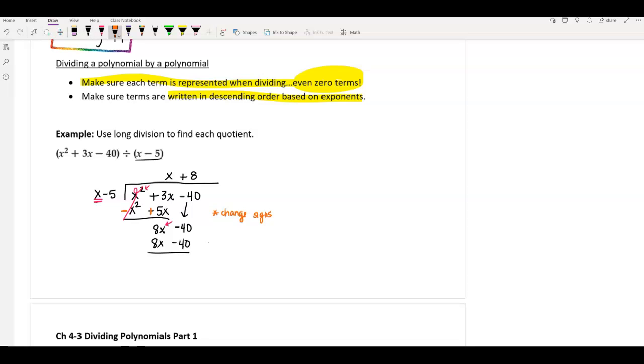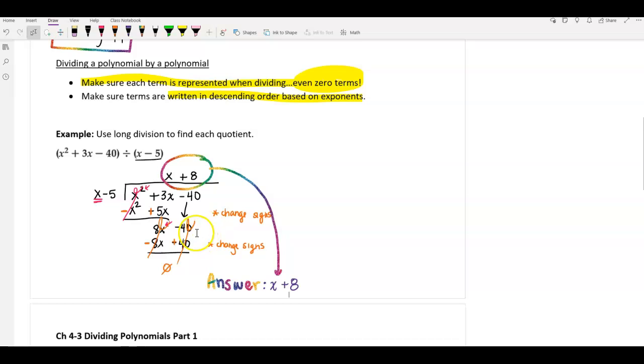Once again, we're going to change our signs. Positive 8x becomes negative, negative 40 becomes positive, and what you'll see end up happening is that both of these terms end up canceling and we have no remainders. So our answer is x plus 8. That is polynomial long division right there at its core.